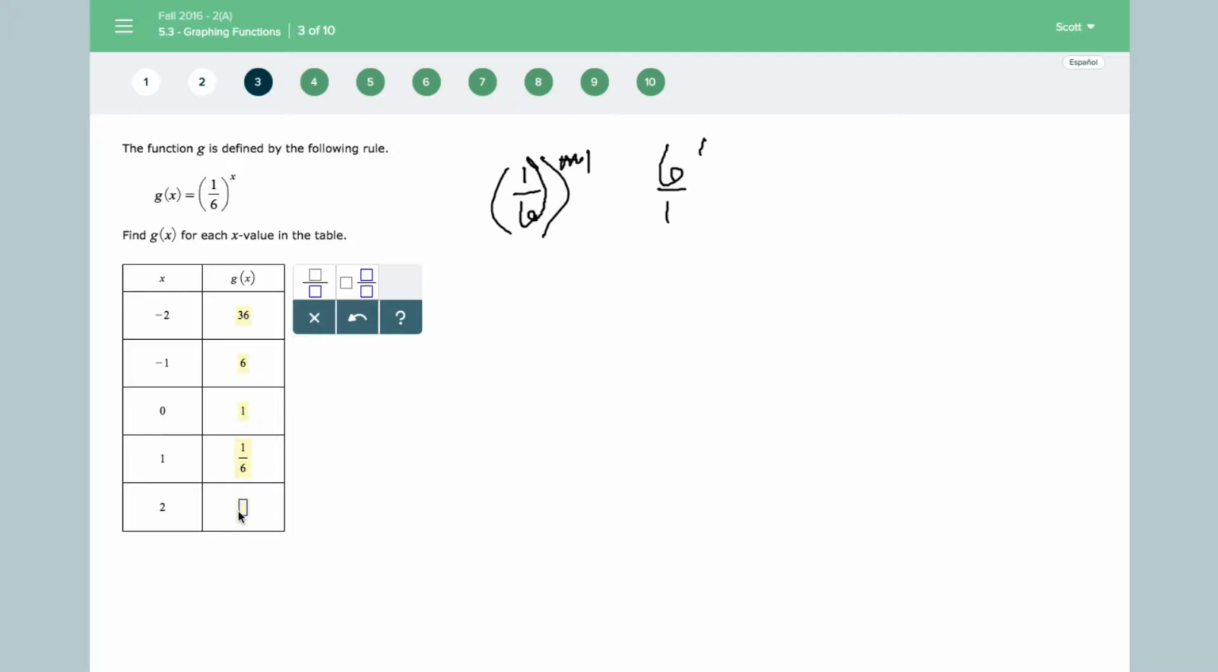Now 1 over 6 squared, to do that, you just do 1 over 6 and you square both parts, just like that. So what's 1 squared? It's 1. What's 6 squared? 36. So that answer is 1 over 36.